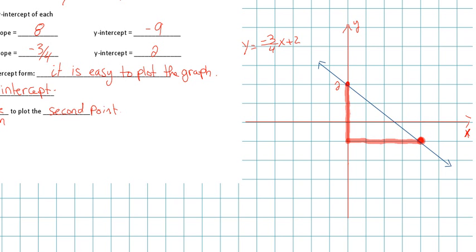Can I go to the next page? Yeah. So if it's just an 8, like the first one, 8 down over 1? That's right, because 8 means 8 over 1. Any whole number is over 1. So that means you have to go down 8 points and then over 1 unit.